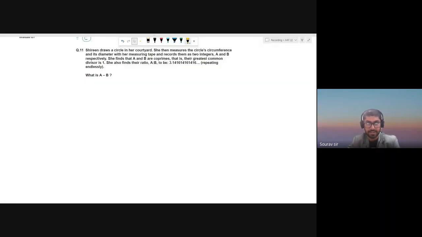Question 11. Shireen draws a circle in her courtyard. She then measures the circle's circumference and its diameter with a measuring tape, and records them as two integers. So this is like that project in which we used to approximate the value of pi.